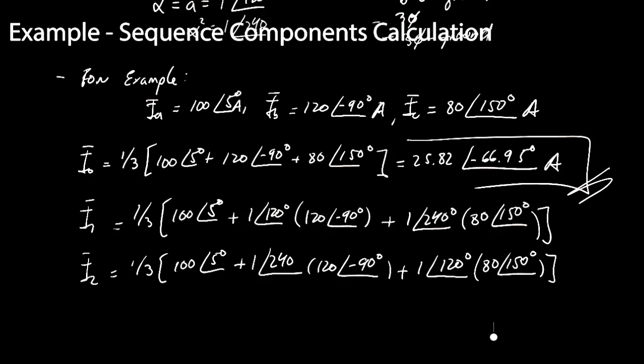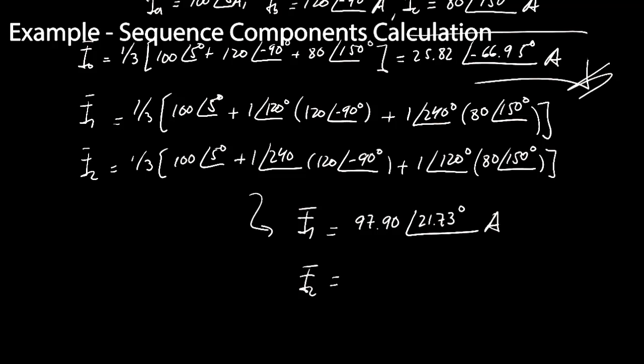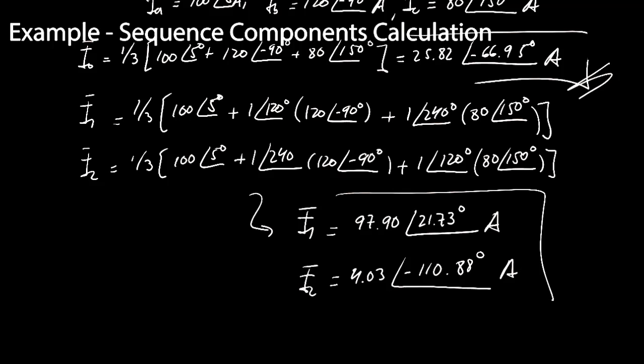Now if we calculate these, and I actually ran out of room over here, we get that the positive sequence current is 97.90 at an angle of 21.73 degrees. This is in amps. And the negative sequence is 4.03 at an angle of minus 110.88 degrees, again in amps.